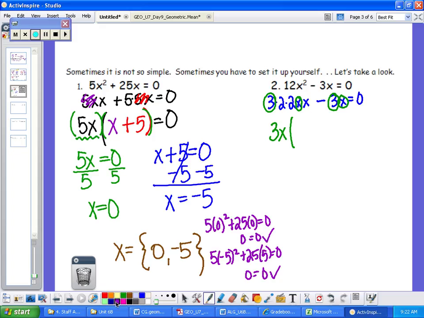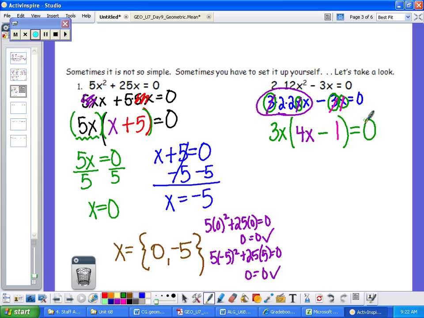In the first group, what do I have left over? 2 times 2, which is 4x, minus, what do I have left over in the second group? It seems like nothing, but I have to hold the place. You have to write something so that you know there was something there. And I hold the place with a 1. And remember, it's equal to 0.